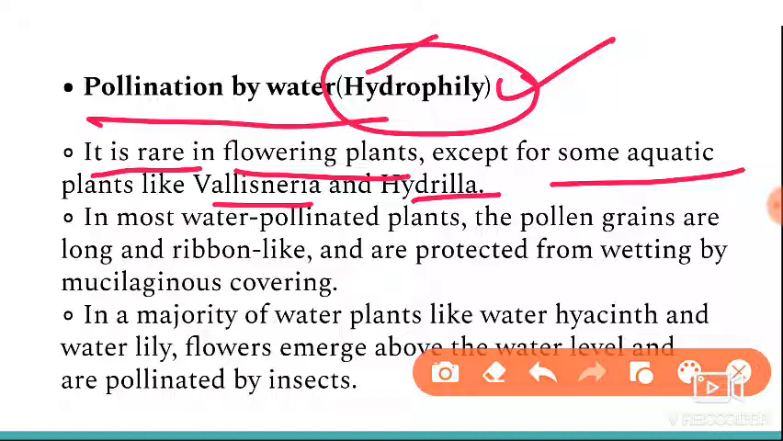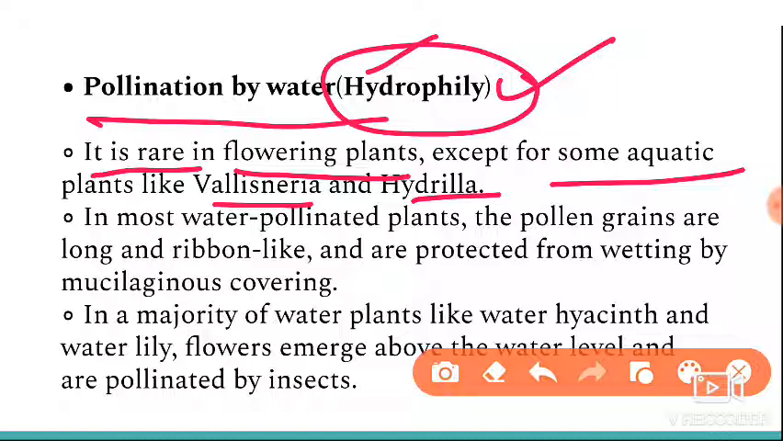Here also they have some characters. Like wind pollinating flowers have some characters, such as pollen being lightweight and non-sticky, in the same way water pollinating flowers also have some characters that we will study.